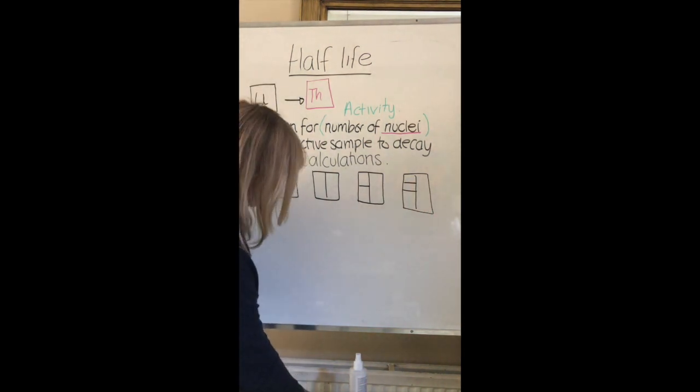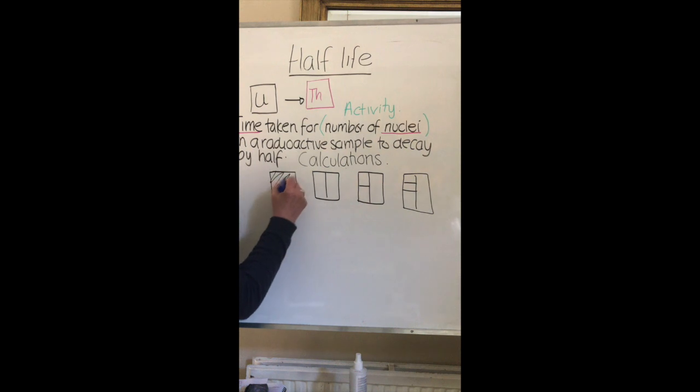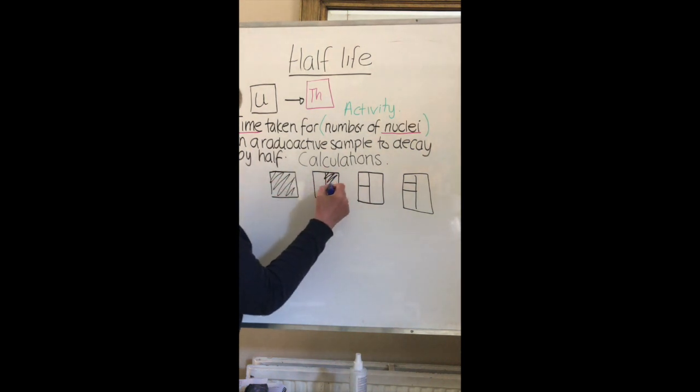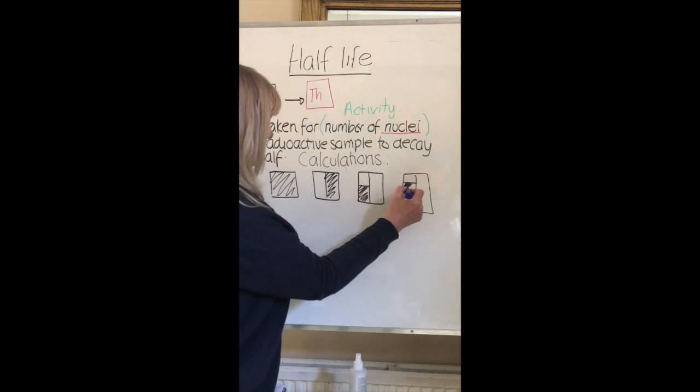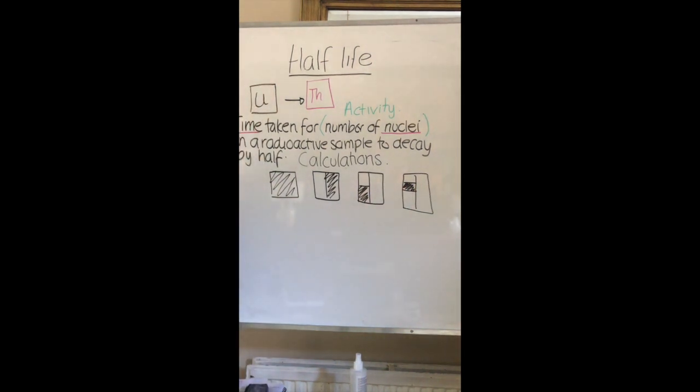So let's colour in our uranium. So here we have all uranium. Now we've only got half uranium. Now we've only got 1/4 uranium. Now we've only got 1/8 uranium. That makes sense, doesn't it? So we've halved it once, twice, 3 times to get 1/8. And that makes sense because that's what we did in the last looping model.